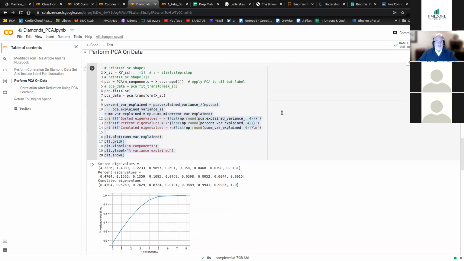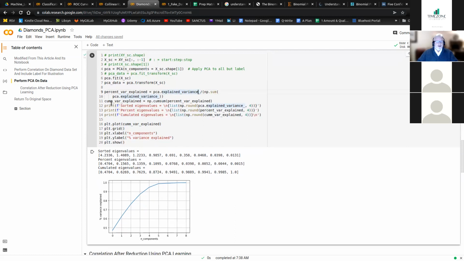Okay, we've got a lot going on here. Let's look at what's going on. The first thing we get is percent variance explained. Well, that comes from the explained variance attribute of PCA. And what we're doing then is taking the summation of the explained variance. So this is a vector, but this will return the sum of that vector. And we're basically just scaling these, okay?